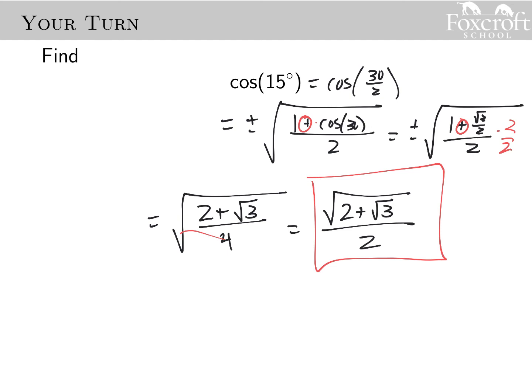One thing I forgot to mention in the first example is we start off with this plus or minus in front, but we know 15 degrees is in quadrant 1, so we know it's the positive answer. So our answer is just the positive version with that answer in that red box.